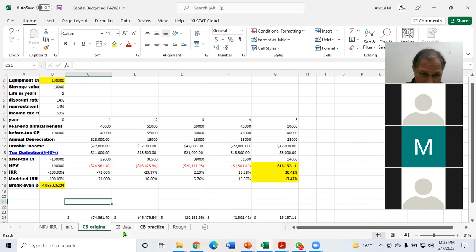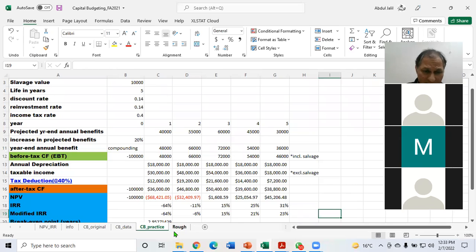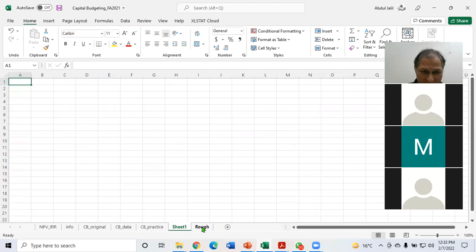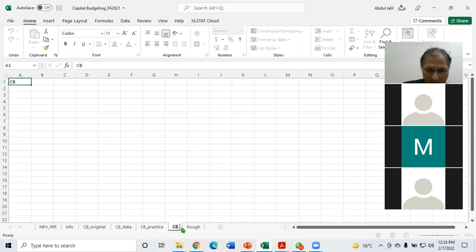So first of all, this is the original data sheet. So this is for practicing. But before moving to this, I will generate another sheet, and this is the capital budgeting. Today is, let's suppose, 404. Your section is B, so 404B, right? So this sheet we are going to generate for you.